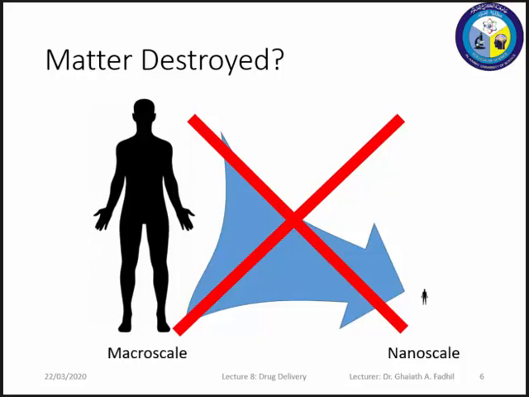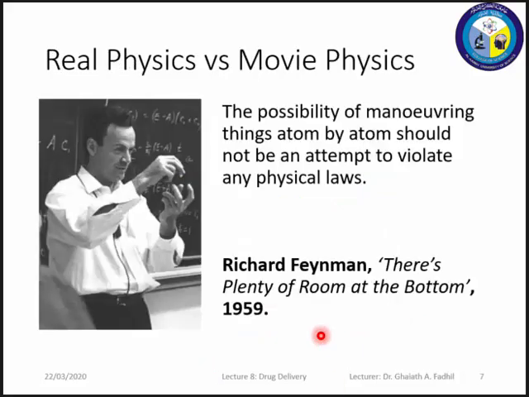But there is always the phrase that the physics of The Fantastic Voyage is not real physics. Real physics, I like this. I think Feynman touched on this idea in a way of saying that we could fabricate materials or use nanotechnology without violating any physical laws. And you can read this quote in both ways: it shouldn't be an attempt to violate physical laws, and working on the nanoscale does not violate any physical laws.